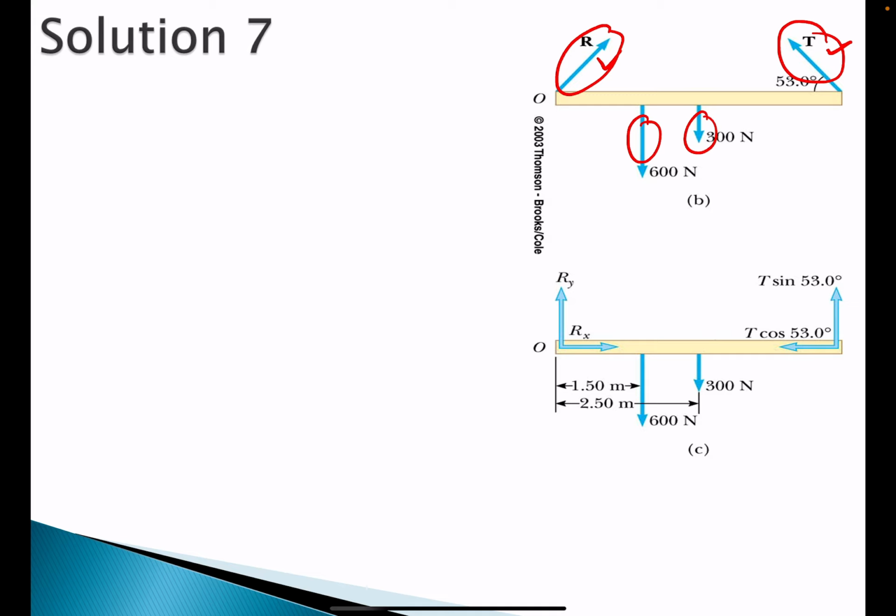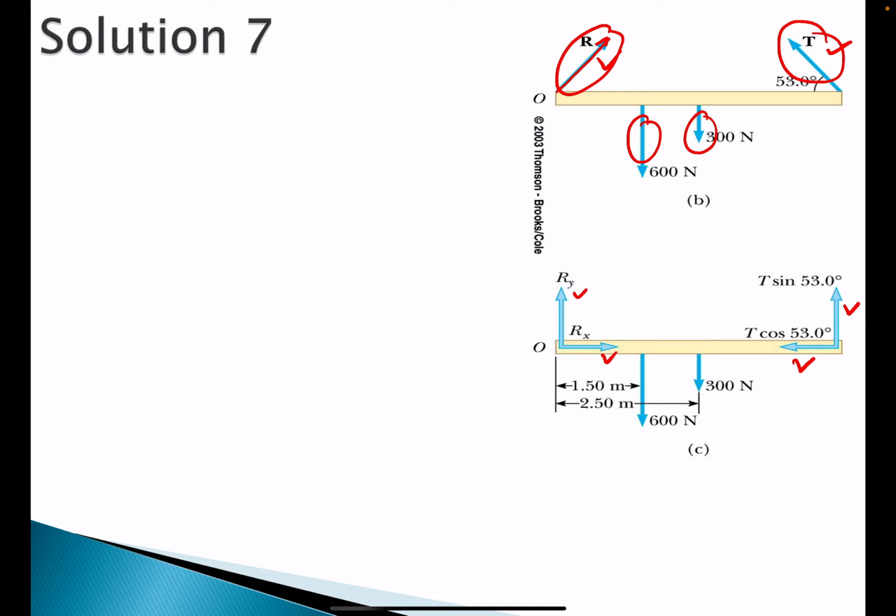So you look at this one. At the hinge here, the R can be in terms of Y component and X component. Same goes with the tension: T sine 53 degrees and T cos 53 degrees.